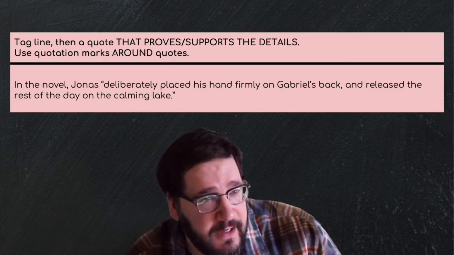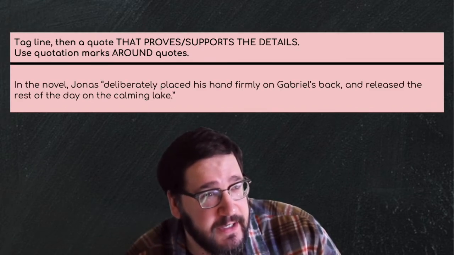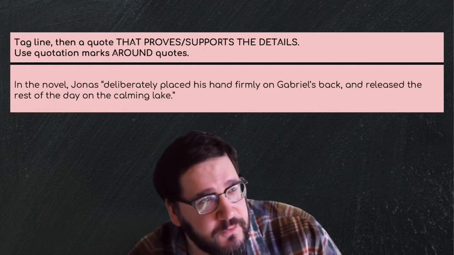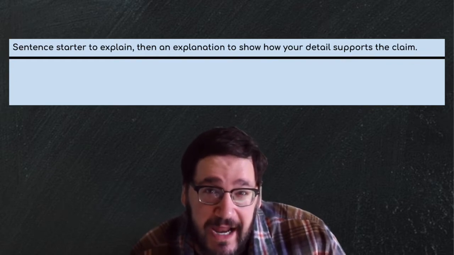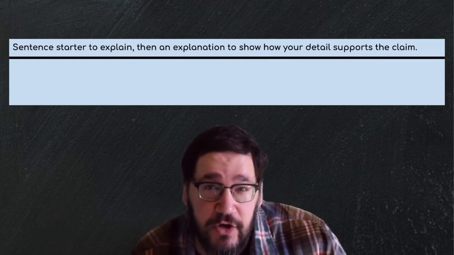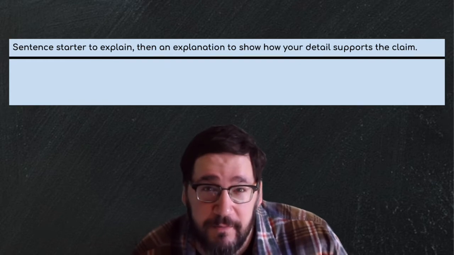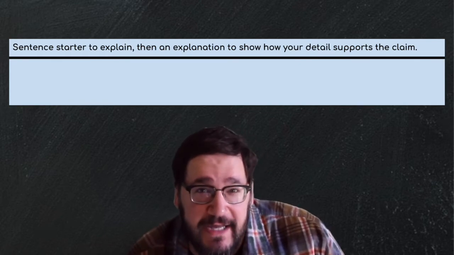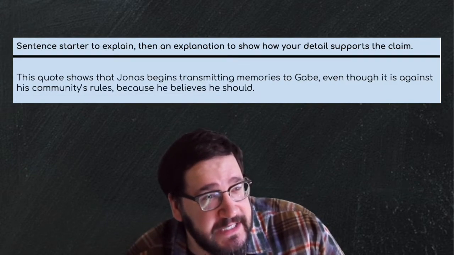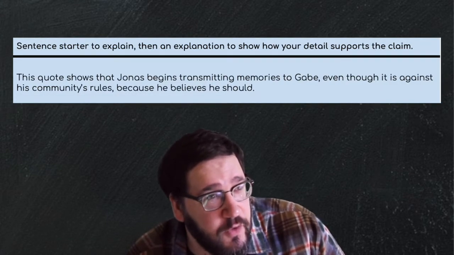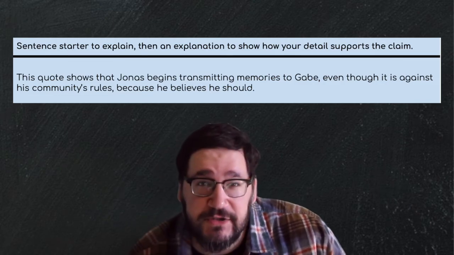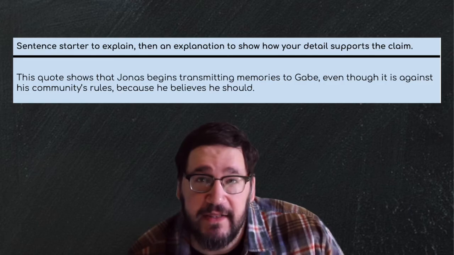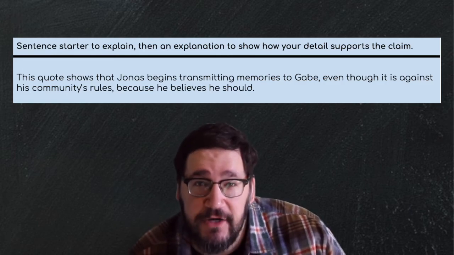In the novel, Jonas placed his hands deliberately on Gabe's back and released the rest of the day of the calming lake. Next, you're going to use a sentence starter, and then you're going to explain your quote. This is a really important part of your paragraph because it connects it back to your claim. Let's take a look at my example. This quote shows that Jonas begins transmitting memories to Gabe, even though it is against his community's rules, because he believes he should. With your explanation, you're trying to explain the connection between your quote and your claim.